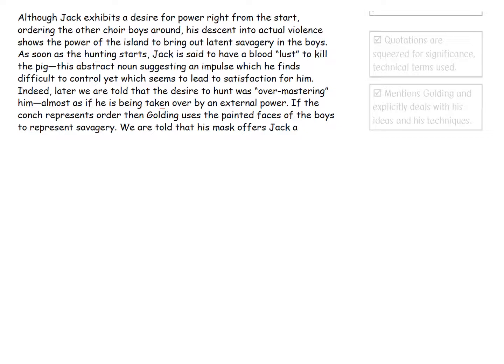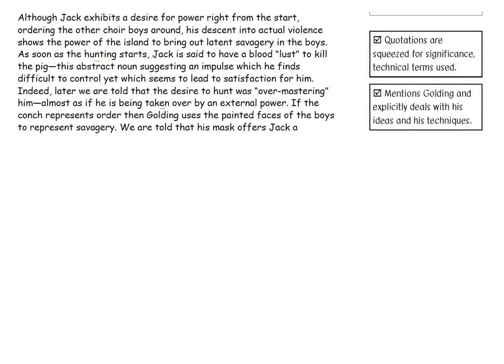Although Jack exhibits a desire for power right from the start, ordering the other choir boys around, his descent into actual violence shows the power of the island to bring out latent savagery in the boys. As soon as the hunting starts, Jack is said to have a bloodlust to kill the pig. This abstract noun suggesting an impulse which he finds difficult to control yet seems to lead to satisfaction for him.